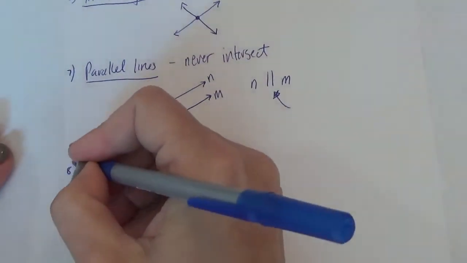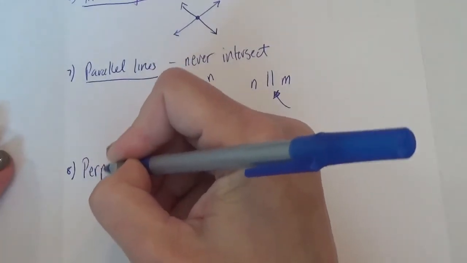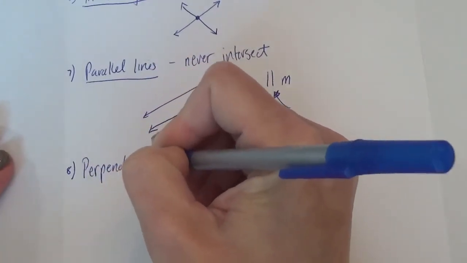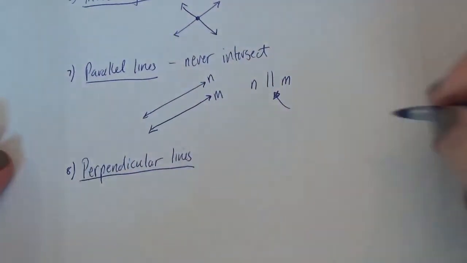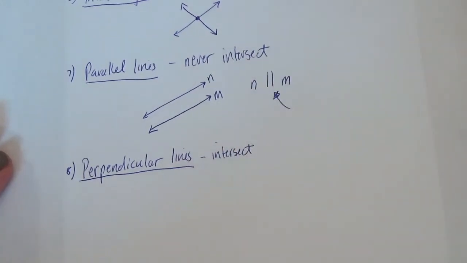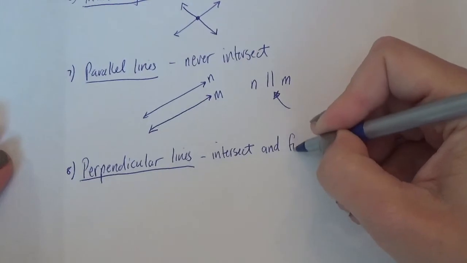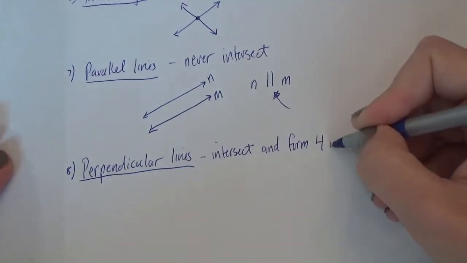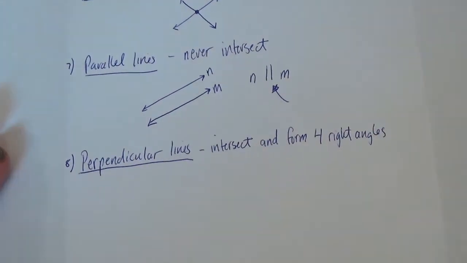All right, last one, guys. Sorry, I know this was a lot of writing. Last one is perpendicular. Perpendicular lines. Now these intersect, and something special always happens. They intersect and form four right angles every time.